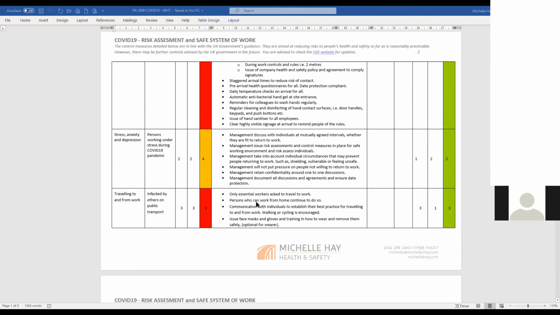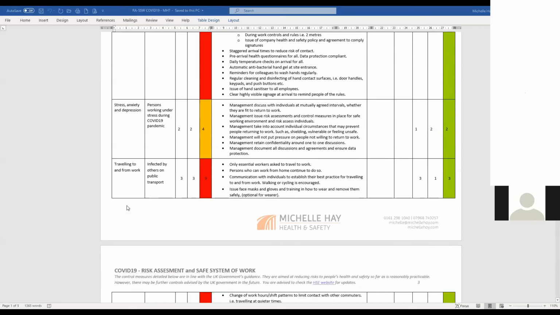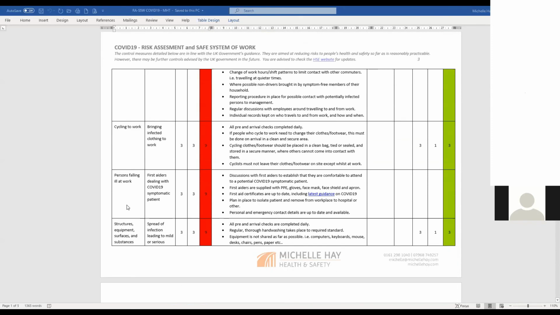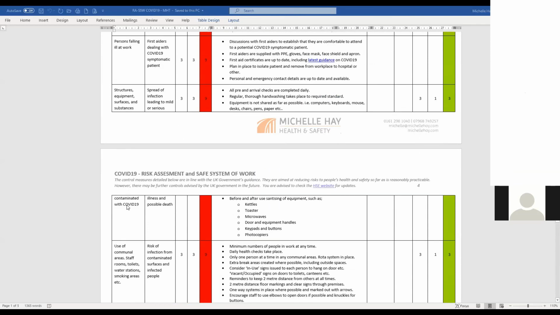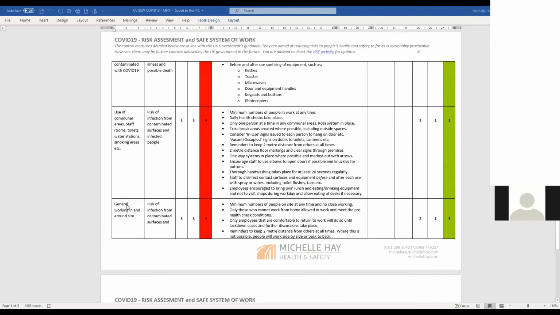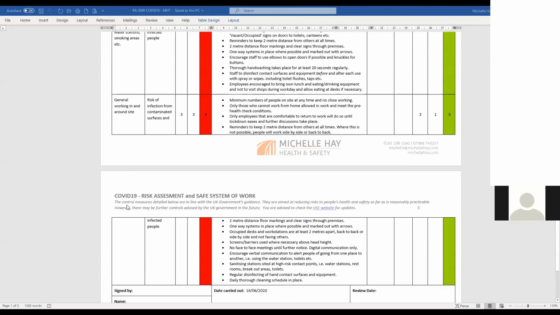Traveling to and from work. Now, again, I need to take that out, that optional for wearer, because it's now obligatory, isn't it? It's now mandatory for people to wear, so things have changed. People cycling to work, have you got somewhere for them to change their clothing? What are they going to do with the clothing? Have you got somewhere to leave the footwear as well, without it getting in the way or thinking about contamination? People falling ill at work, thinking about the structures and equipment, use of communal areas, that's one that is going to have to be focused on. Staff rooms, toilets, water stations, smoking areas, because we've still got this 2 metre distance rule in place. And general working in and around the place.